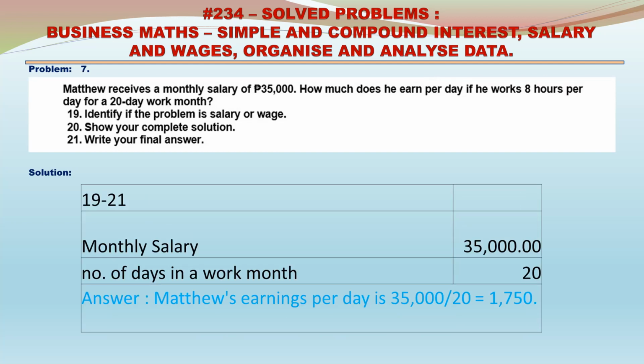Problem 7. Matthew receives a monthly salary of 35,000. How much does he earn per day if he works 8 hours per day or for a 20-day work month? Identify if the problem is salary or wage. Show your complete solution. Write your final answer. Monthly salary 35,000. Number of days in a work month 20. Answer. Matthew's earnings per day is 35,000 by 20, 1,750. This is paid monthly, so it is a salary.